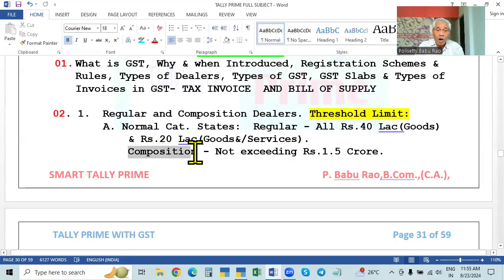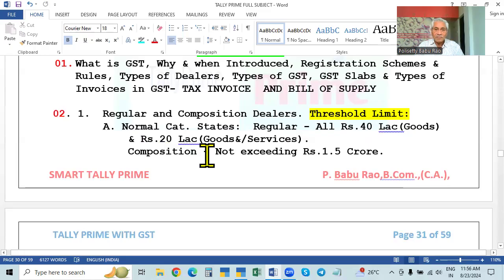The second one is the composition scheme. This composition scheme is meant for small business people. Both are registered: regular is registered, composition also registered. A regular dealer is a registered dealer without any maximum limit. The minimum limit is 40 lakhs, 20 lakhs, definitely for both. But for regular dealers, there is no maximum limit. They can do business of any number of crores also.